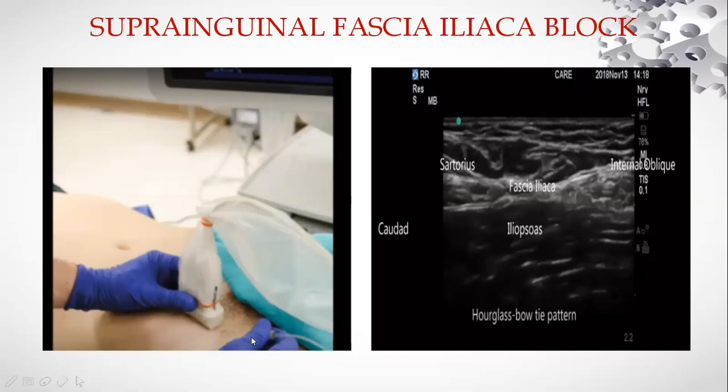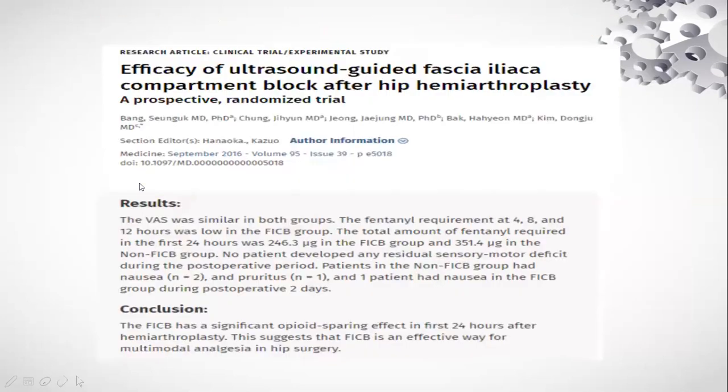Because of this orientation, there is hope that there would be more proximal spread, and we would be able to cover the high branches as well. The technique again is the same: you feel the pop, you see the splitting of the two layers of the fascia iliaca, and the iliopsoas will go downwards. There have been a lot of trials and experimental studies. We also have randomized trials for the efficacy of the ultrasound guided fascia iliaca block after hip arthroplasty.